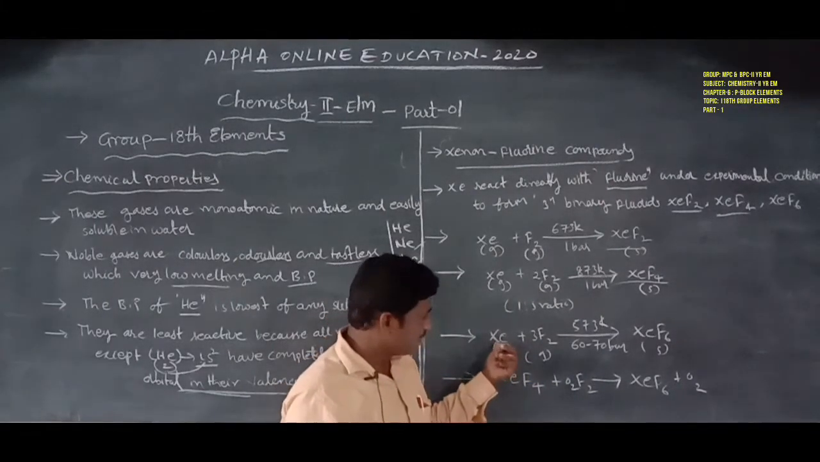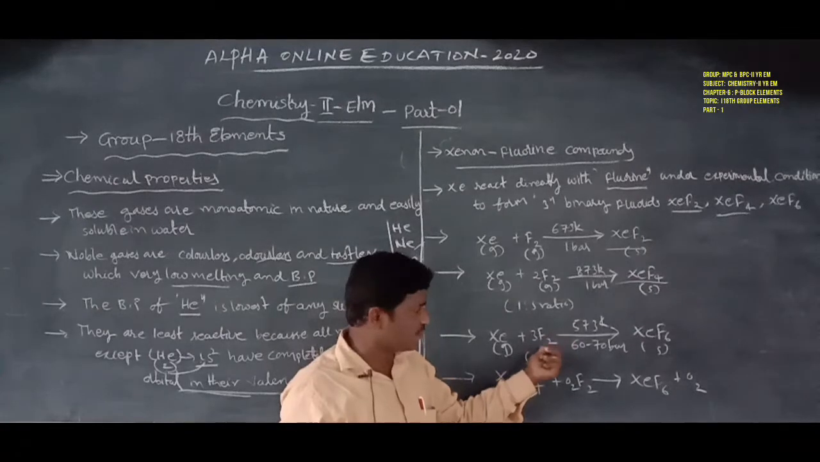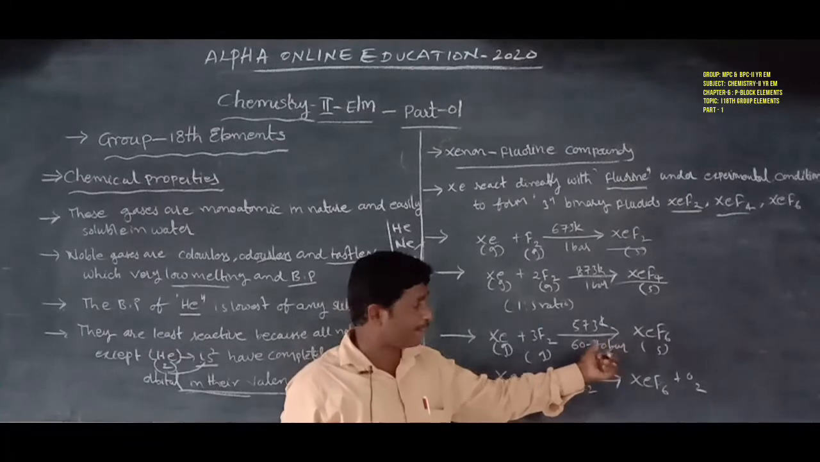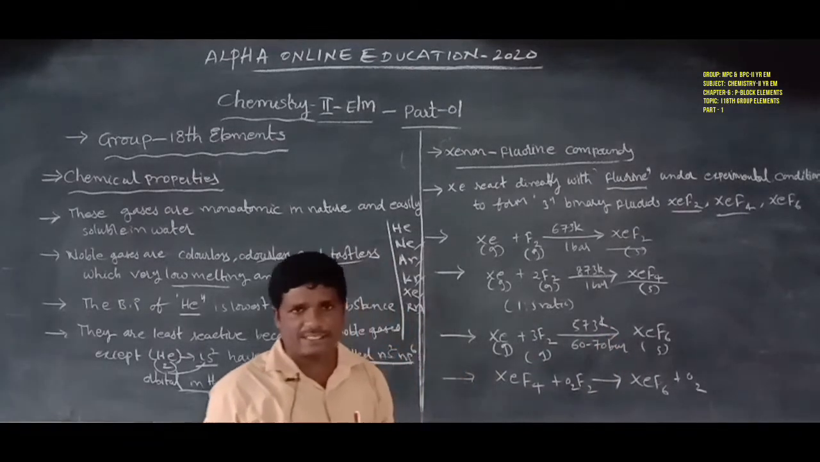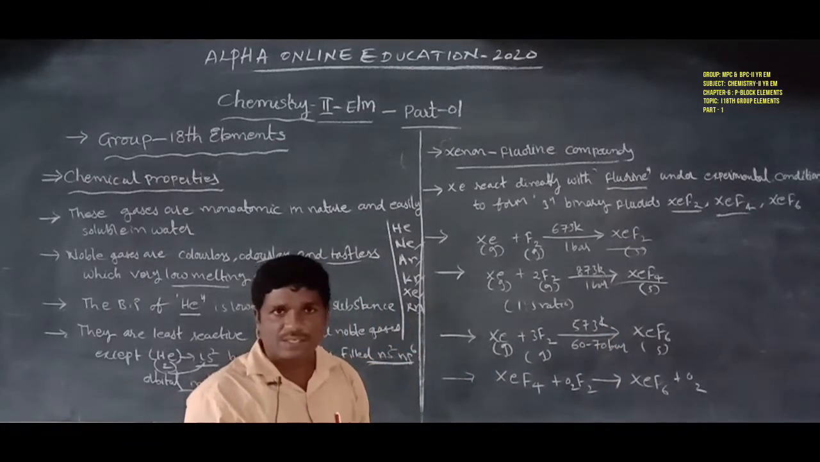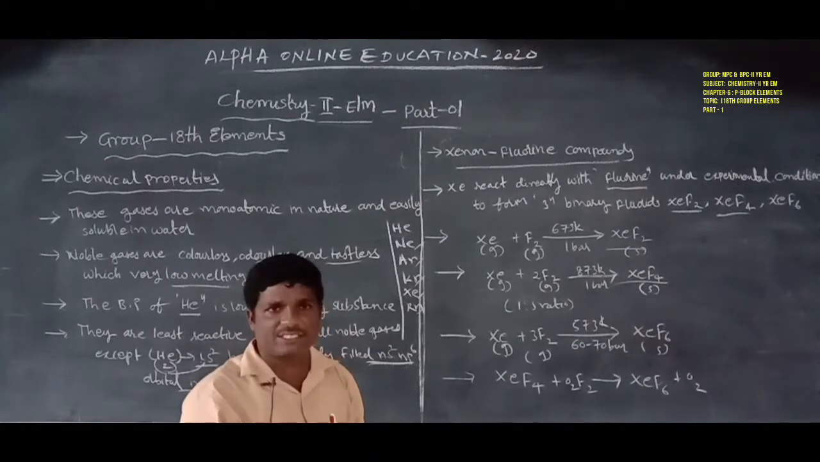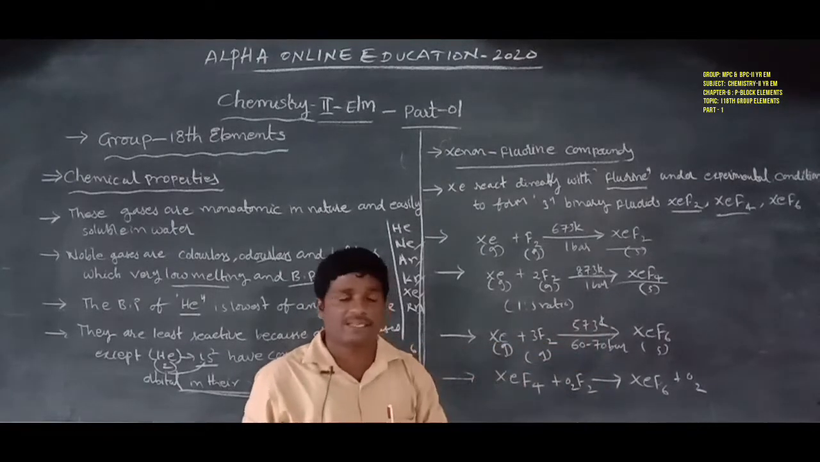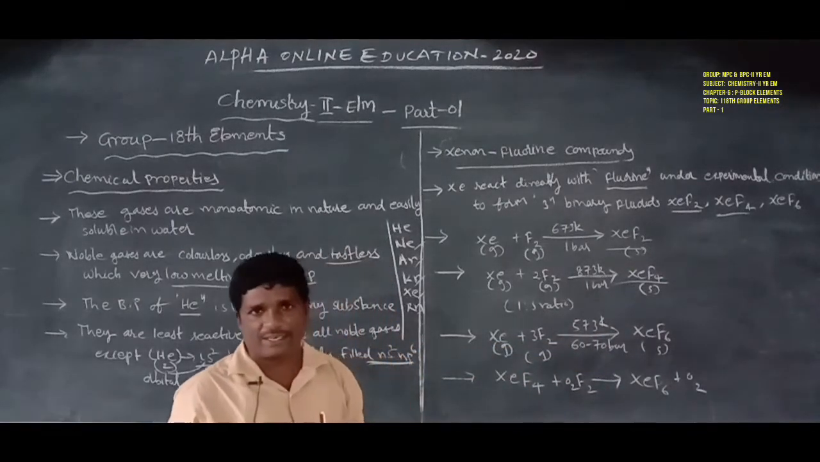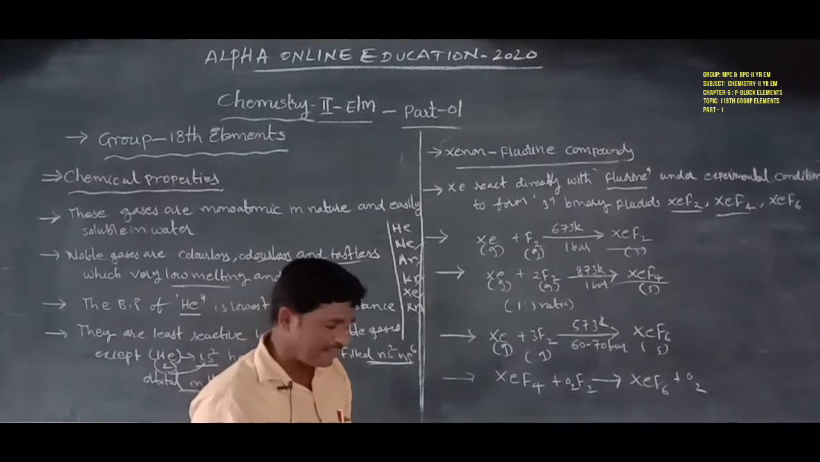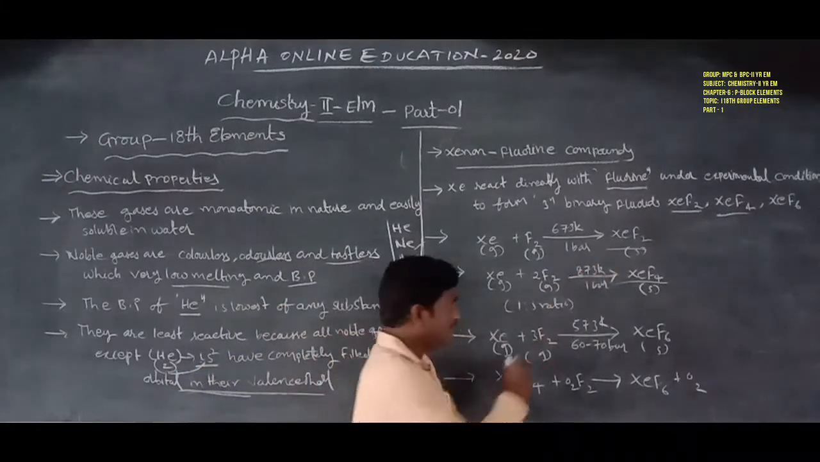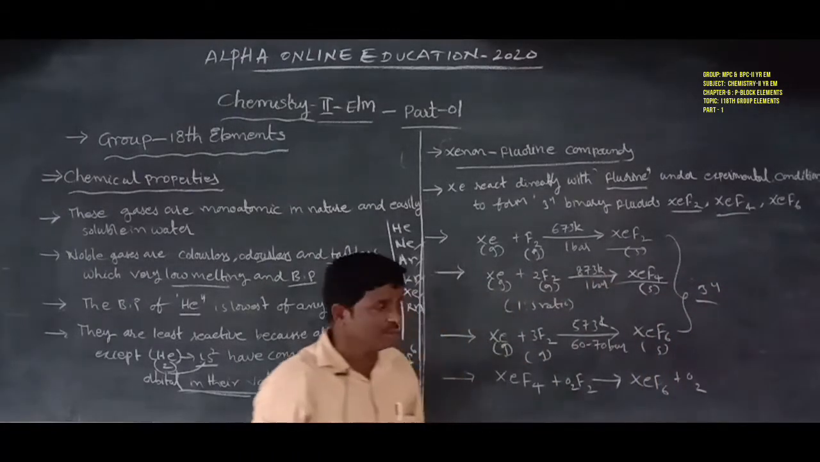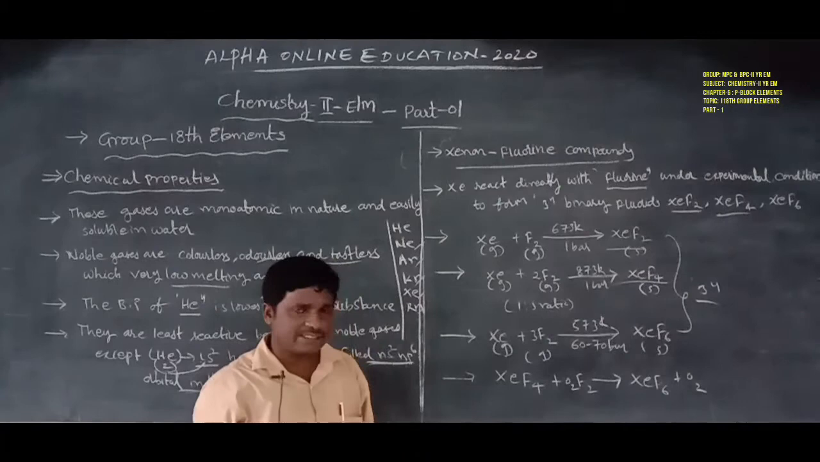The last one: xenon reacts with 3 moles of fluorine at 573 Kelvin and 60 to 70 bar pressure to form xenon hexafluoride. Hexa means 6 fluorine atoms combining with the xenon at 573 Kelvin and 60 to 70 bar pressure. Those are the 3 binary compounds: xenon difluoride, xenon tetrafluoride, xenon hexafluoride.